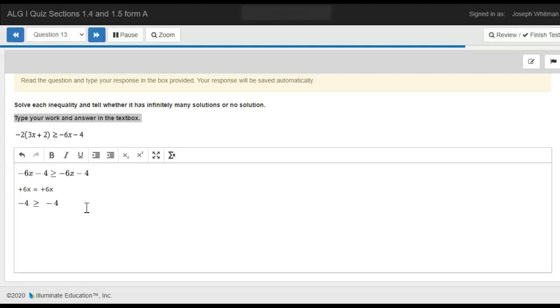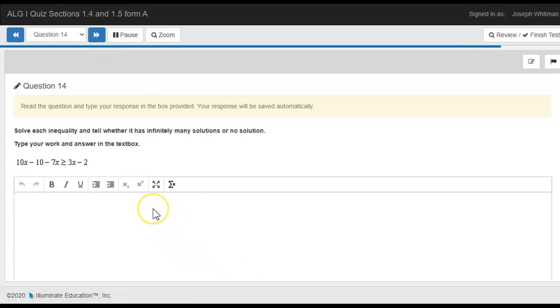here's where I answer the question. It says solve each inequality, tell whether it has infinitely many solutions or no solutions, type your work and answer into the text box. There are infinitely many solutions because negative 4 is always greater than or equal to negative 4. So I just type that in, and your keyboard has a negative sign, or you can use your minus sign. Go to my next question.